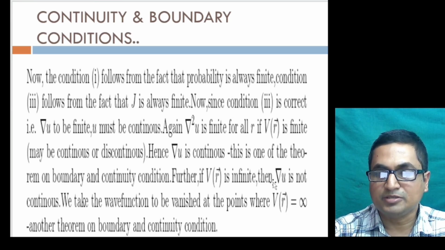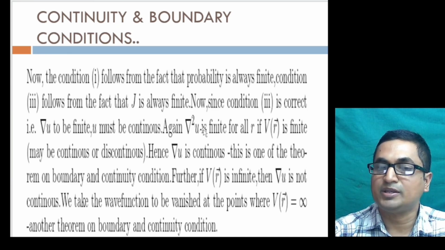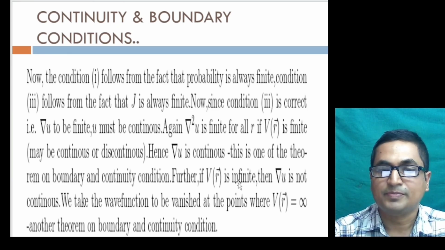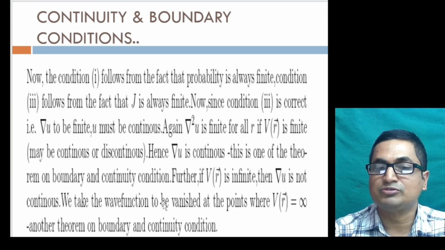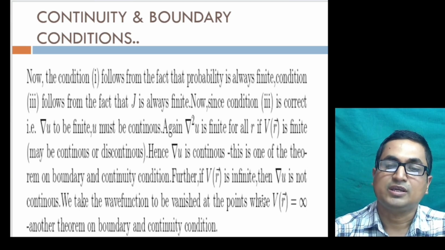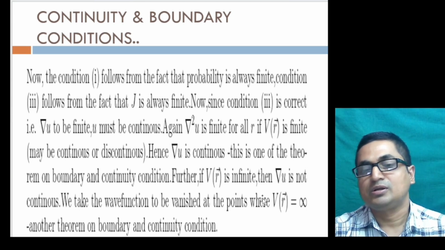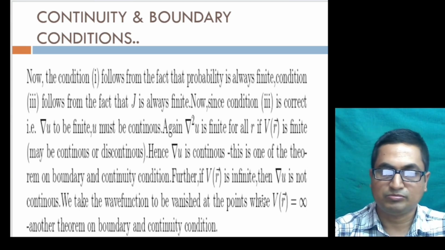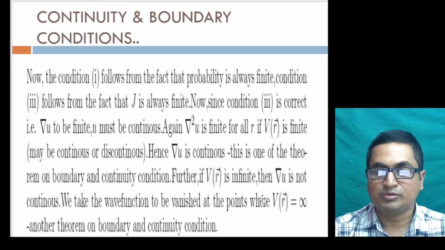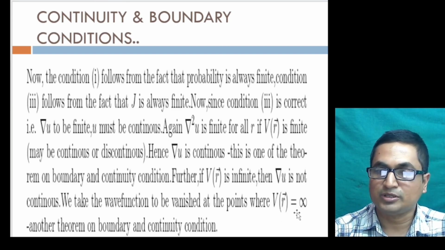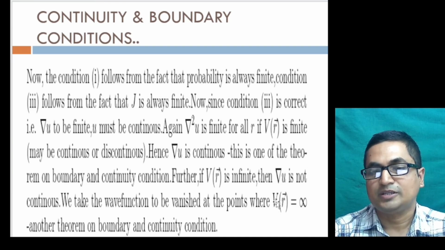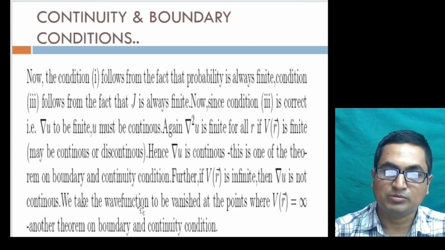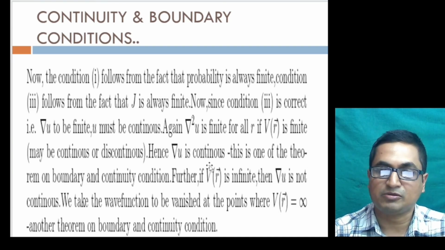Now, if V(r) is infinite, then this is not continuous, because del squared u will not be finite in that case, from the Schrödinger equation. And in that case, we take the wave function to be vanishing at the points where the potential is infinity. This will be well known when we discuss the infinite potential well in the coming course of time, that where the potential is infinite, the wave function vanishes. This is one of the boundary conditions that we must take account of.